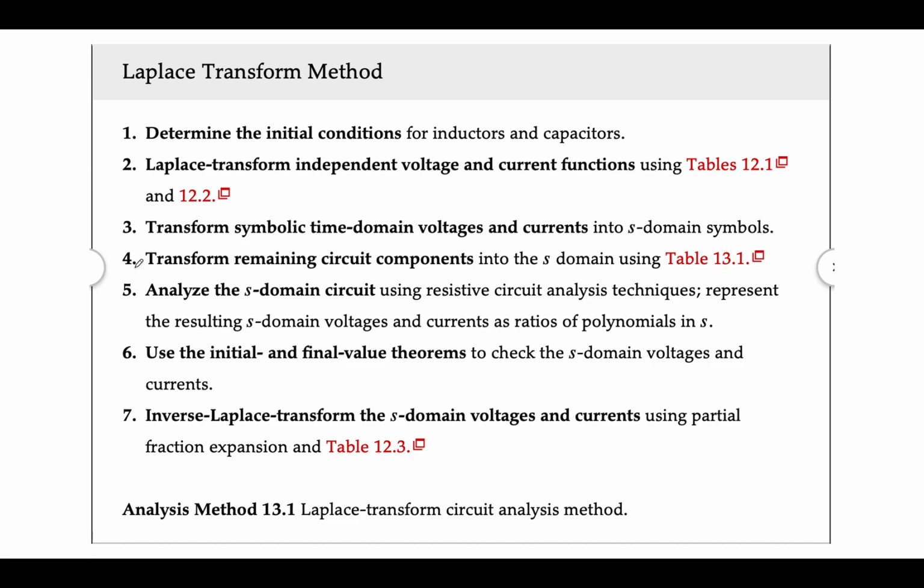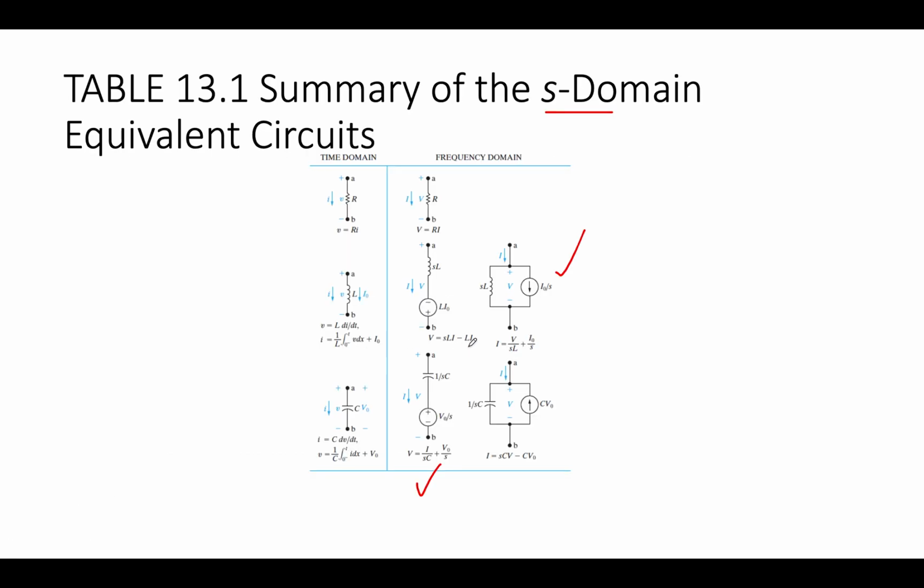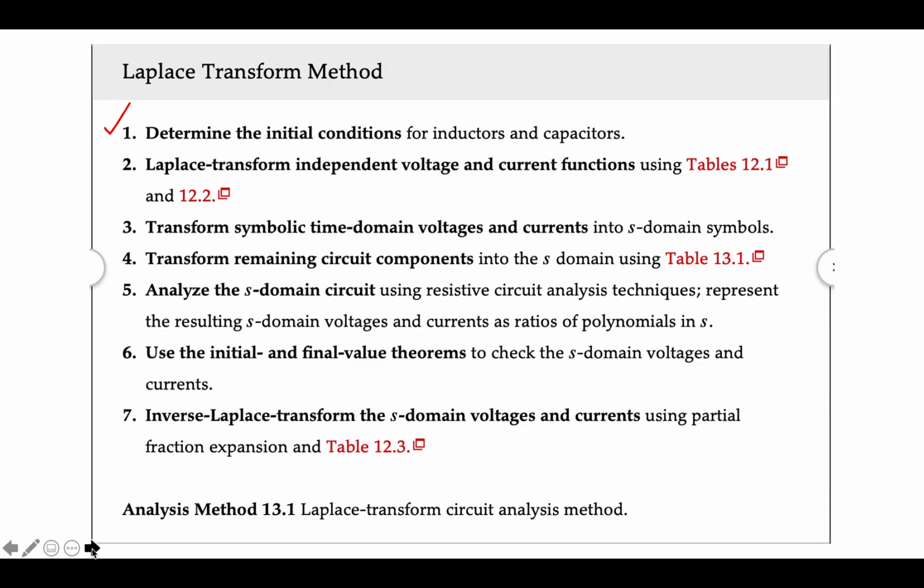So the first thing that you have to do before you can do anything else is determine the initial condition for all of the inductors and capacitors in your circuit. This usually involves solving the circuit at t equals 0 minus, assuming everything's been hooked up for a very long time, and getting a condition on the L's and the C's before you transform the circuit. Because remember, our transformation, if you look at this table, has these initial conditions present. So it's important to know what the initial conditions are.